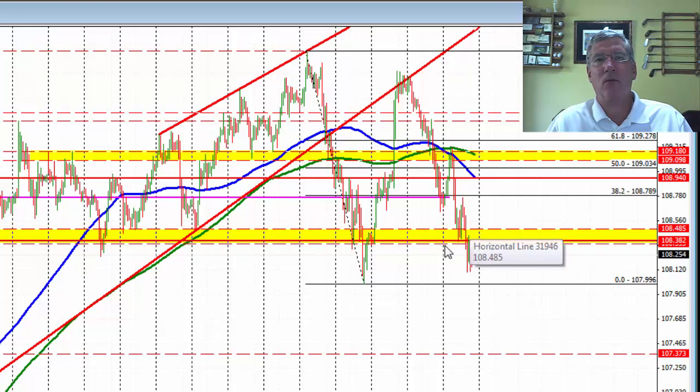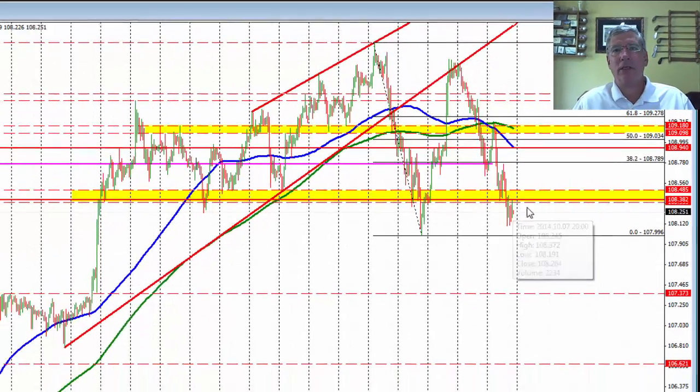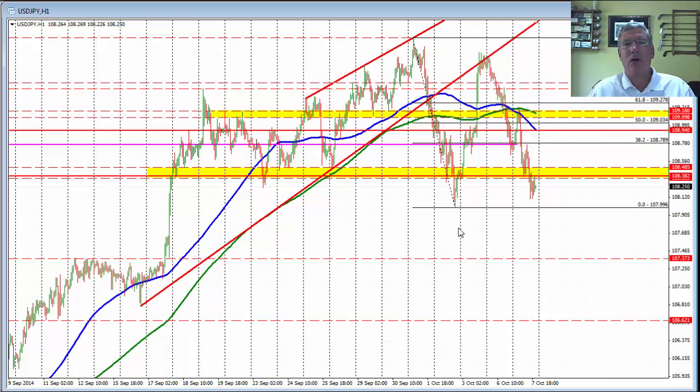Let's call it 50, 51 on the top side. Nice little round number like that, rather than the 48 level. So 50 is our risk, and look for a move below the 108 level to open up the door for further downside in the dollar versus yen.